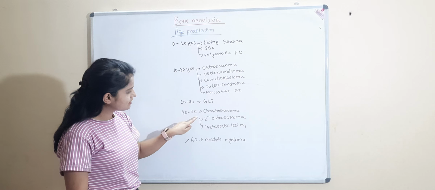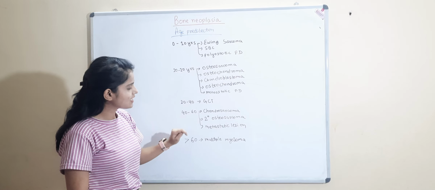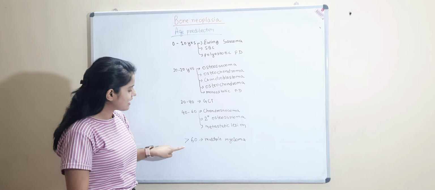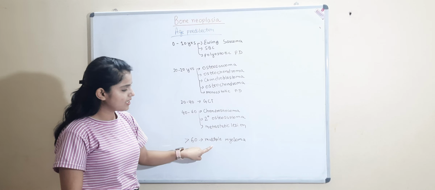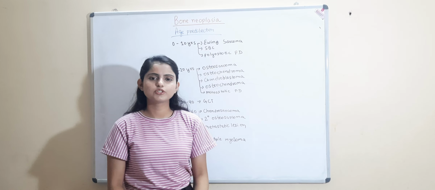In 40 to 60 years, chondrosarcoma, secondary osteosarcoma and metastatic lesion. And above 60 years, multiple myeloma. This is all about the introduction to bone tumor.